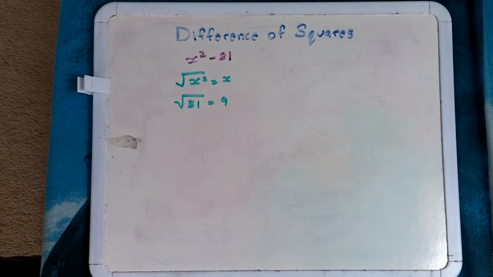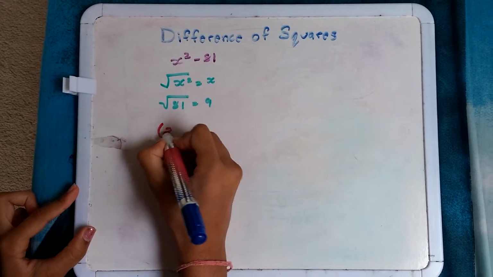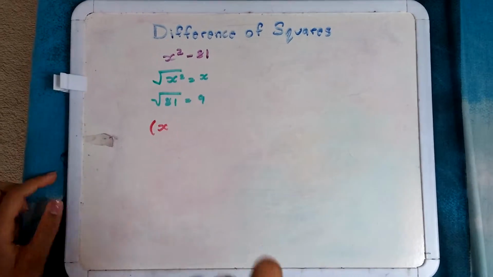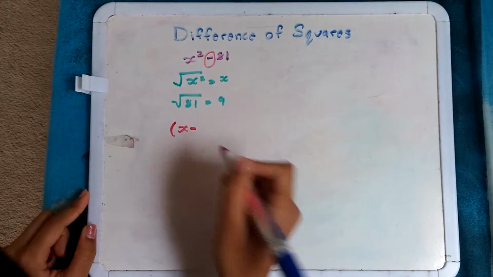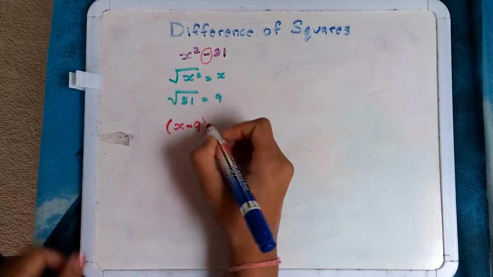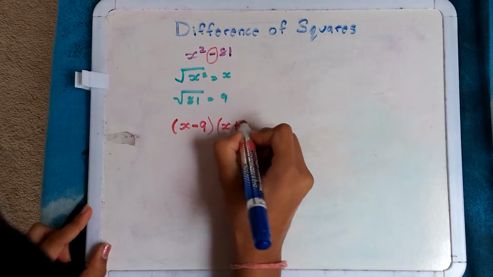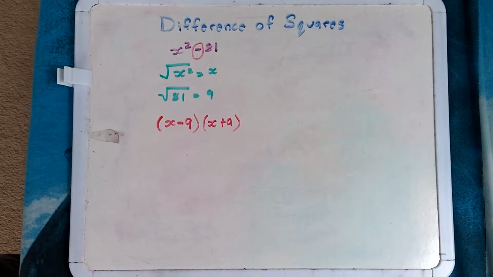So all you have to do is put those two terms into brackets. So you're going to take your two terms, so x, and then you're going to put a negative sign right here, because there's a negative sign in the original equation. So x minus 9. Now, in the second bracket, you will put the opposite sign, so x plus 9. So this is your factored form for x squared minus 81.